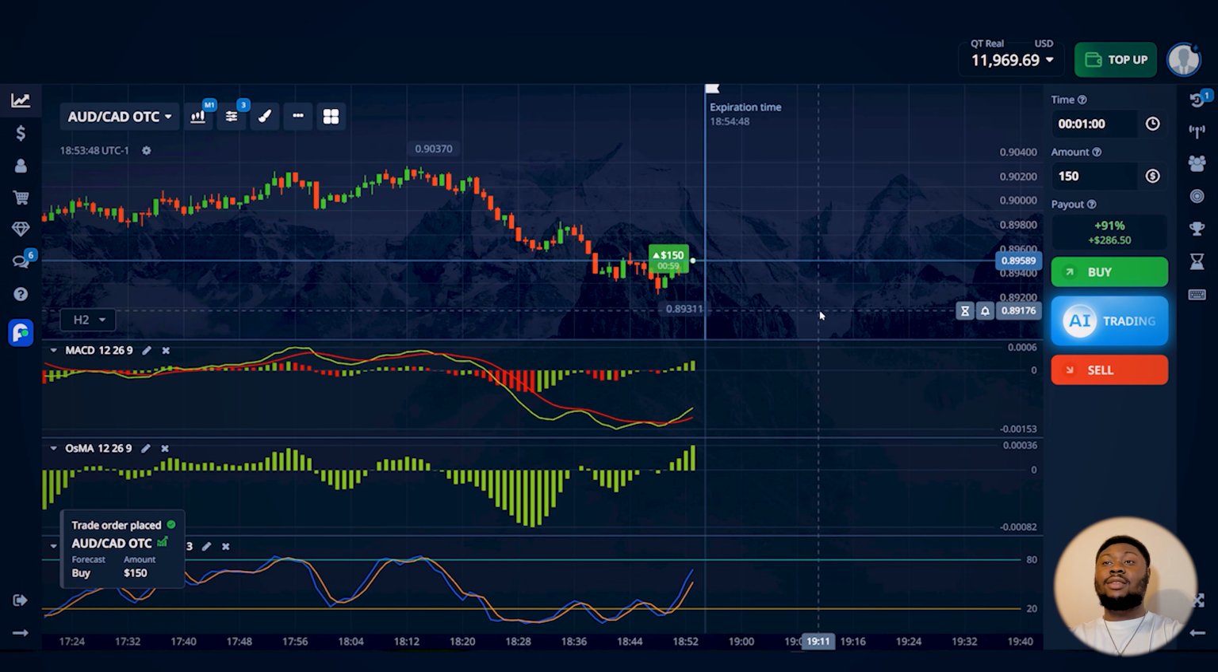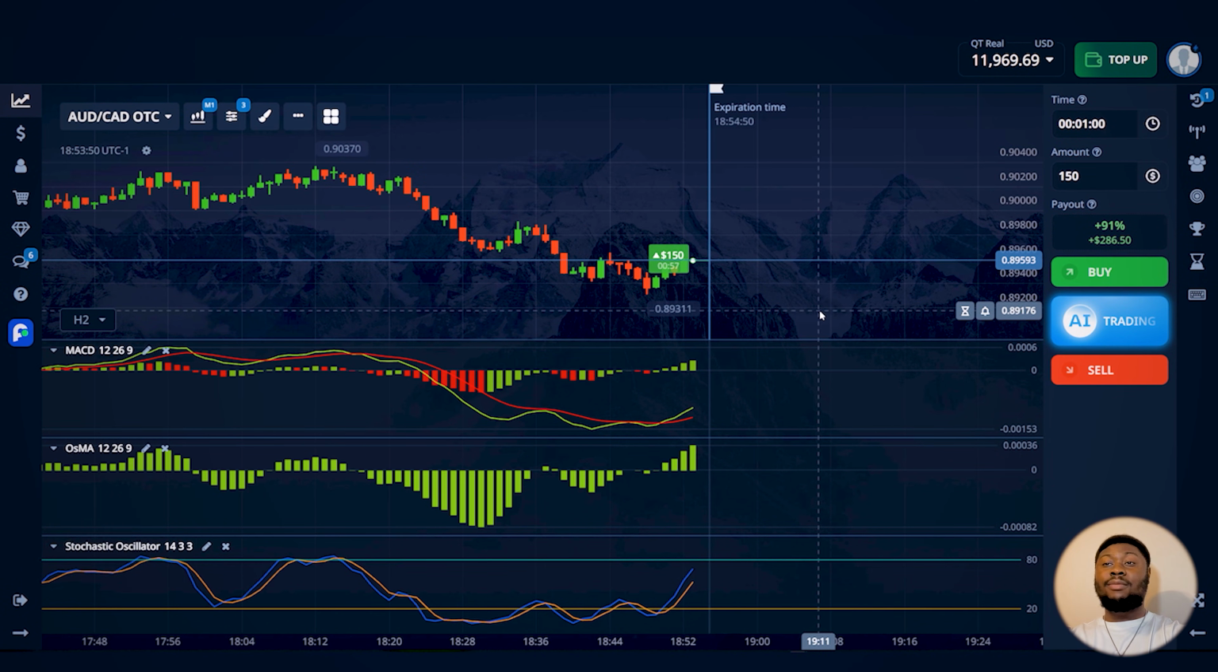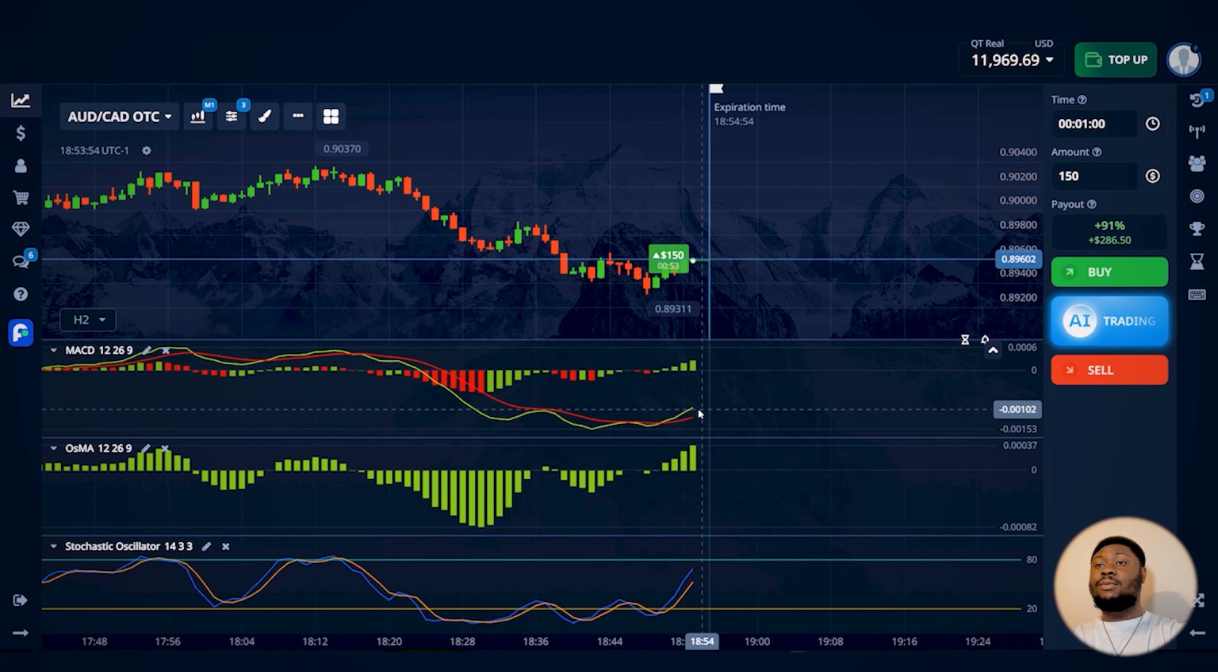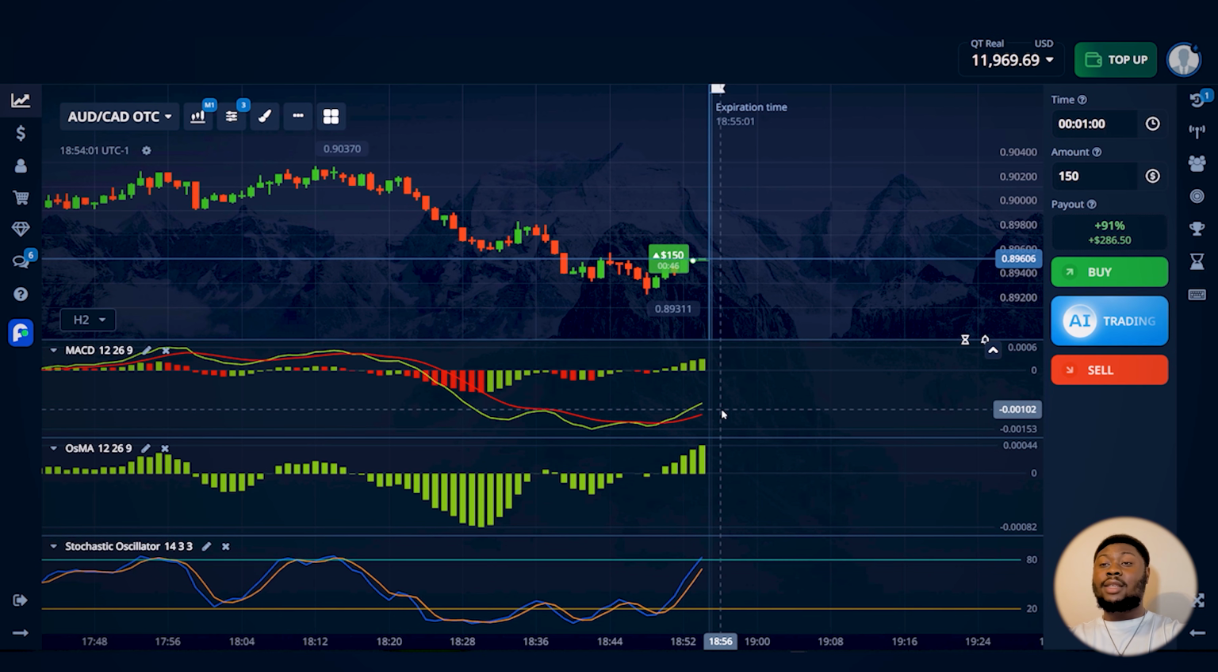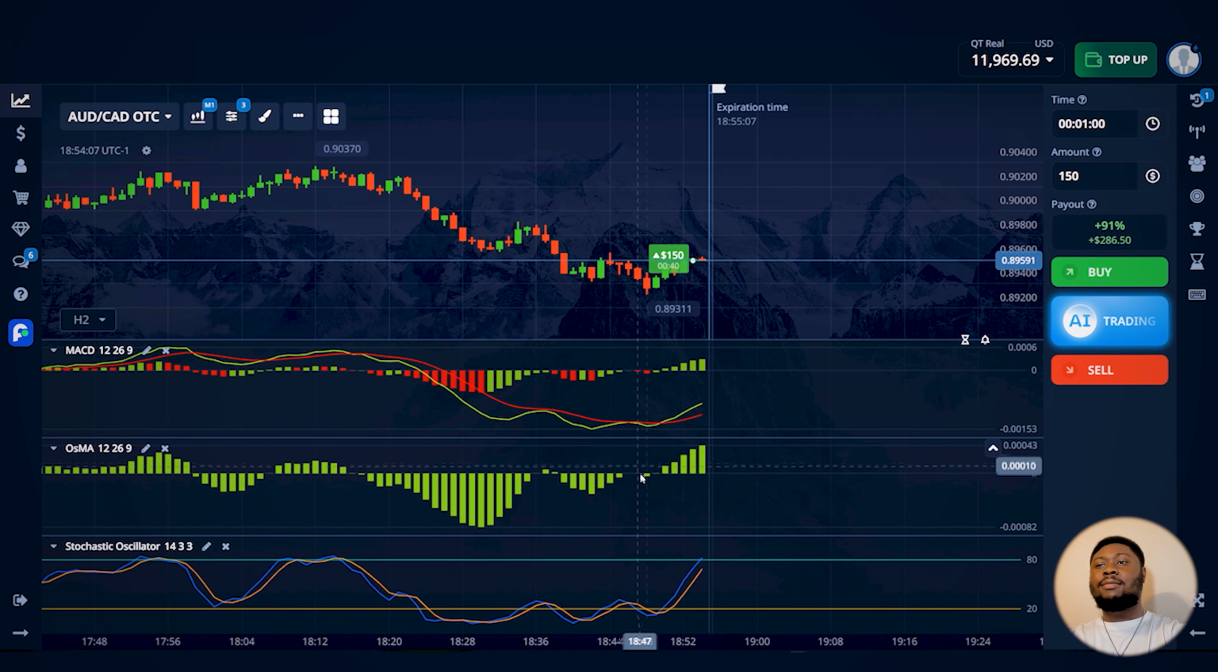The MACD indicator has started to build above the 0 level. The indicator lines have already crossed each other. OSMA confirms the main signal. The chart is built above the 0 level. The stochastic oscillator also gave a signal. The indicator lines have already crossed the level of 20 and are above it. The situation has formed, but I think I'm opening a trade too late.